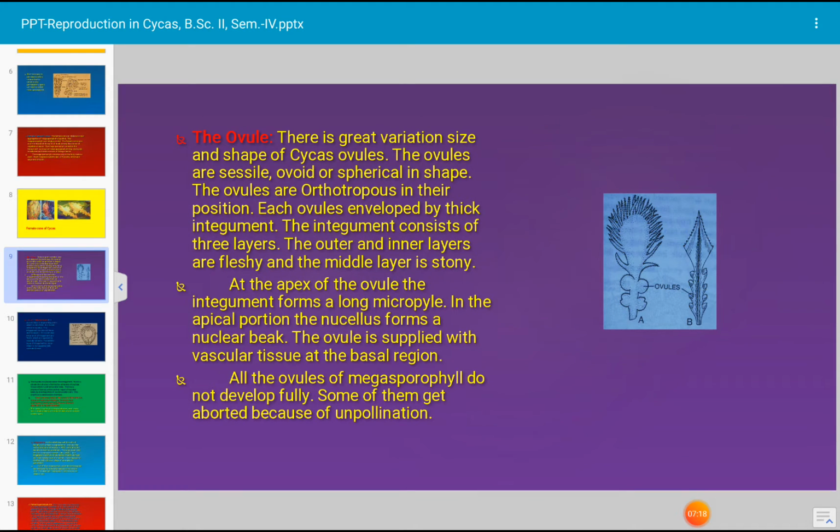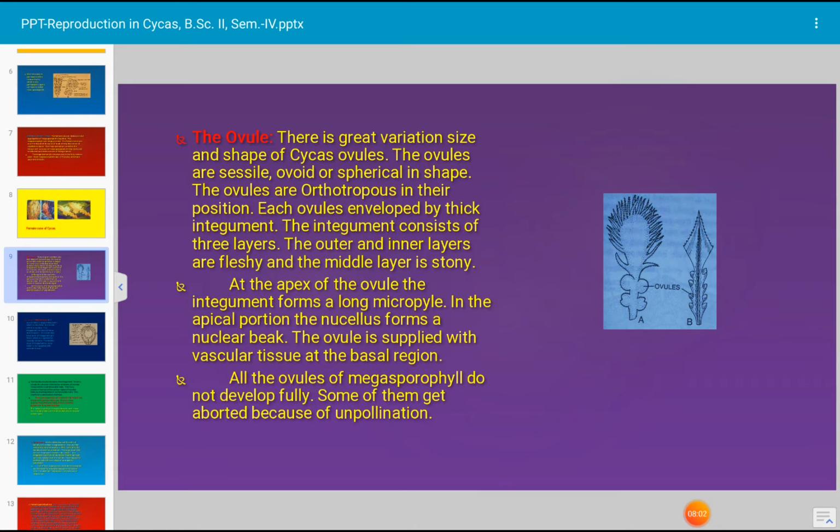There is great variation in the size and shape of the cycas ovule. The ovule is sessile, that means it has no stalk-like structure, hence it is called sessile. The shape is ovoid or spherical. The ovules are orthotropous in their position. Each ovule is enveloped by a thick integument. Integument means layer. The integument consists of 3 layers. The outer and the inner layers are fleshy and the middle layer is stony, hard.